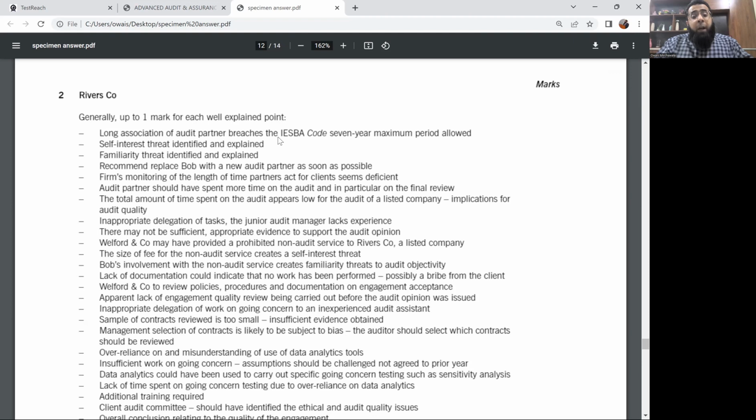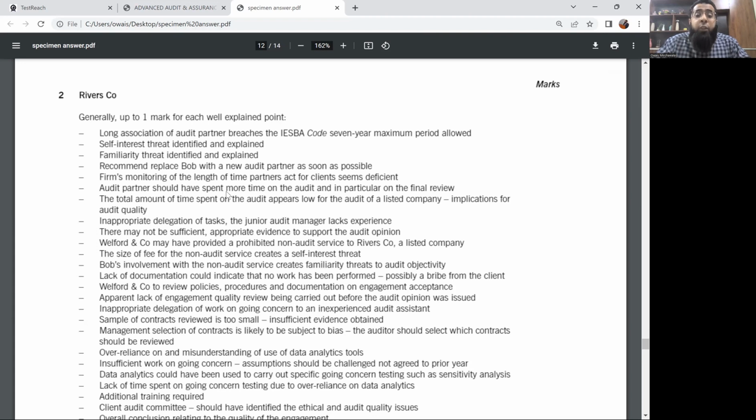Long association of audit partner breaches the IESBA code, 1 mark. Self-interest threat identified and explained, 1 mark. Familiarity threat identified and explained, 1 mark. Recommend replace Bob with a new audit partner as soon as possible, 1 mark. Firm's monitoring of the length of time the partner acts for the client seems deficient, that is, the firm's monitoring procedures and client acceptance procedures are deficient. So if you look at it, 1, 2, 3, 4, and 5 points are included in the marking scheme.